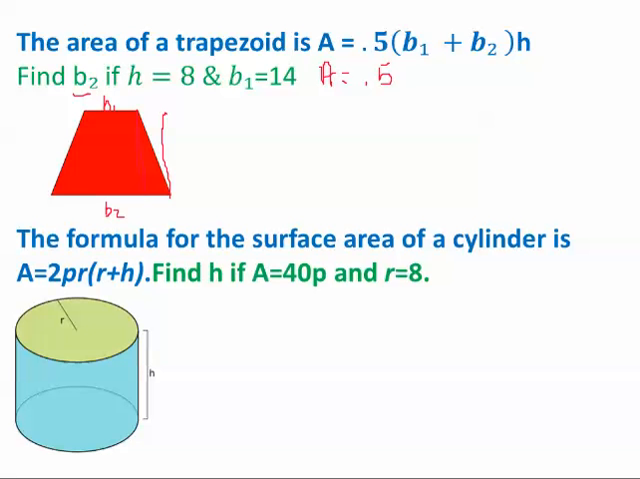0.5. Whoops, you know what I just realized? I don't have enough information in this problem. The area of a trapezoid A is 0.5 times base 1, which is 14, plus base 2 times the height of 8. So what happened here is that I didn't give enough information when I wrote the problem. Notice that I left 2 variables in here. And because I left 2 variables, I can't solve the equation.